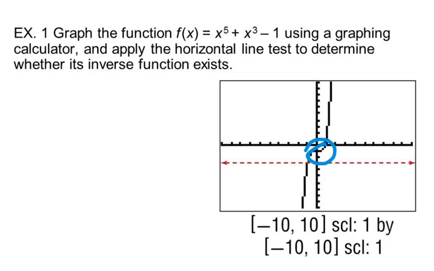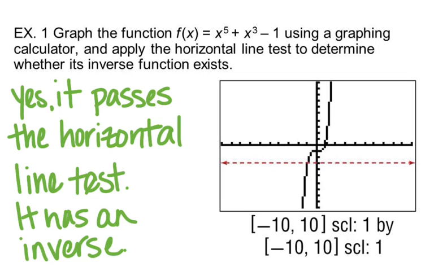So people might tend to think, oh, there's a horizontal line right there, so it would not pass the horizontal line test. But if you actually zoom in onto the graph, if you do zoom to enter, you're going to see that that's not actually a horizontal line. It does curve. It's just hard for the calculator to show it at such a tight spot. So this one does pass the horizontal line test, which means that it does have an inverse.